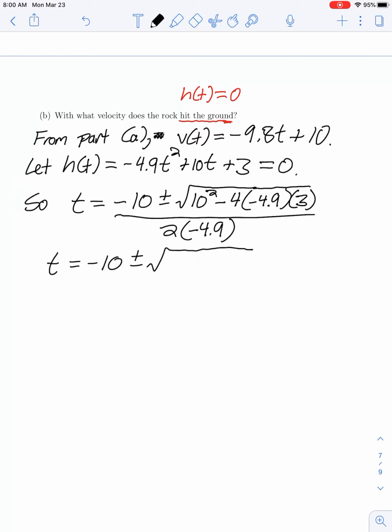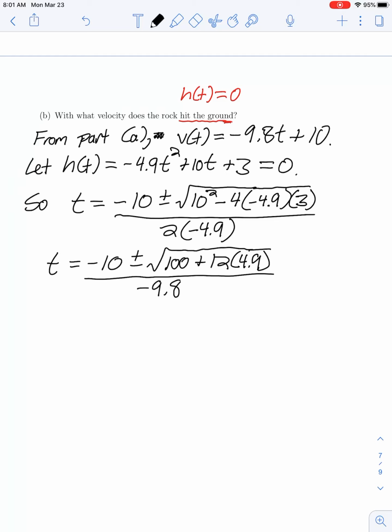We have negative 10 plus or minus the square root of 100, and then our negatives here will cancel. We're left with 4 times 3, or 12, times 4.9, all over this 2 times negative 4.9, or negative 9.8 on bottom. Now, we're curious about which of these values of t we want, the one corresponding to the positive square root or the one corresponding to the negative square root.